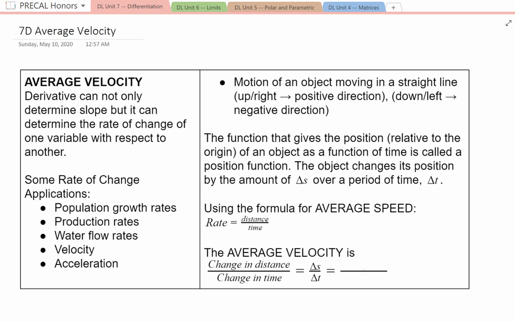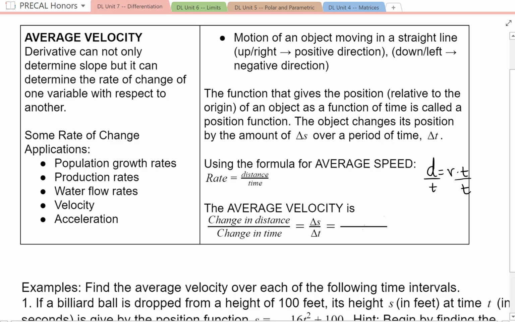Using the formula for average speed, rate equals distance over time, we can find a formula for average velocity. So what I remember is distance equals rate times time. And so if we were to solve for the rate, we would divide by t, and we get distance over time. That's speed, right? The distance over time. 60 miles in 1 hour is 60 miles per hour.